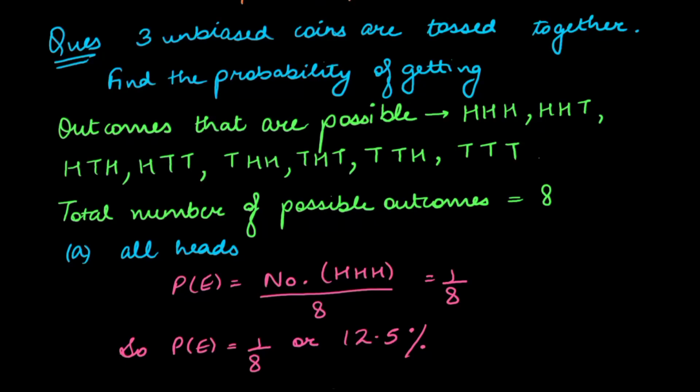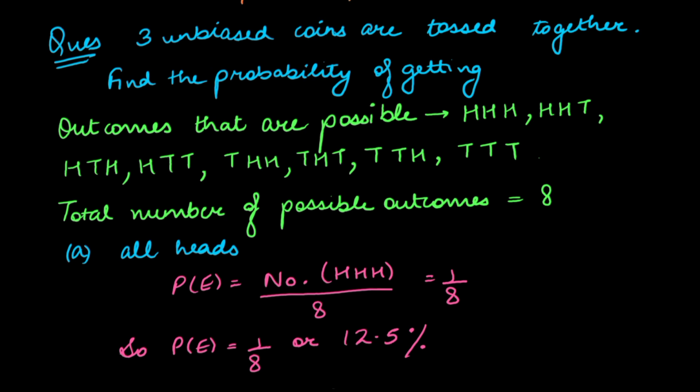Hello, let's continue with the questions. The first one is: three unbiased coins are tossed together. Find the probability of getting all heads. Three unbiased coins means they are regular coins that are not tampered with in any way.